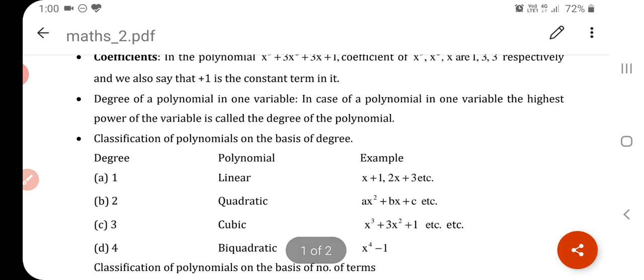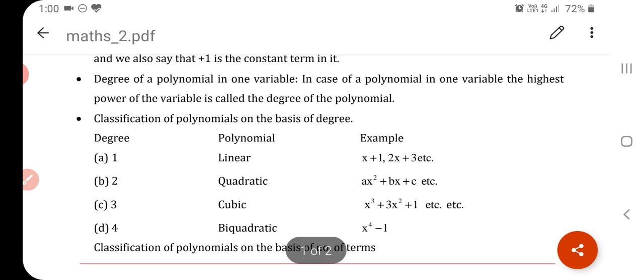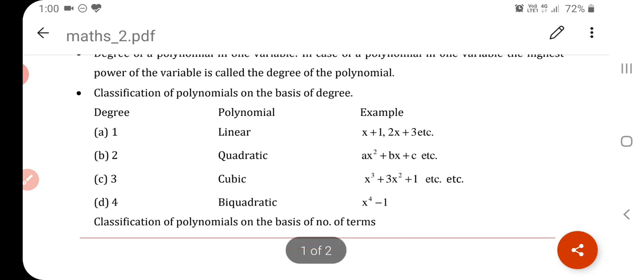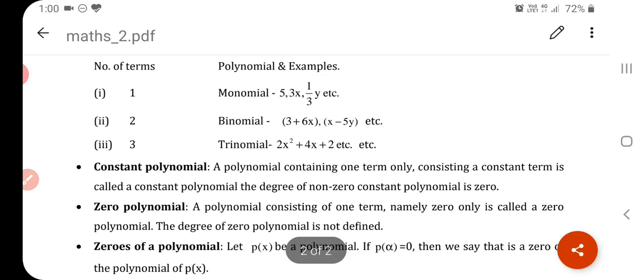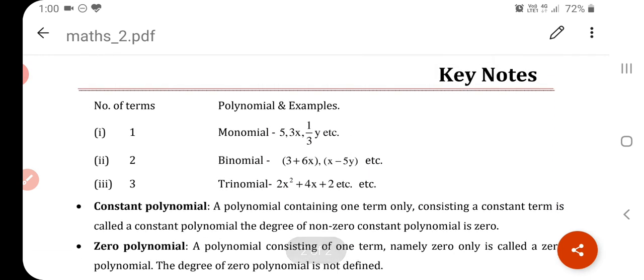Okay, degree of a polynomial in one variable. In case of polynomial in one variable, the highest power of the variable is called the degree of the polynomial. Okay, डिग्री के हिसाब से हमने उसे बांटा है linear, quadratic, cubic and biquadratic. Okay, understand? And number of terms के हिसाब से हमने उसे बांटा है monomial, binomial and trinomial.